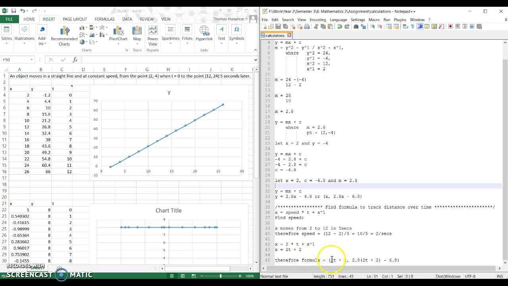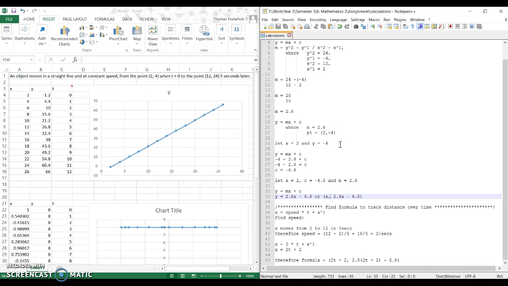So therefore the formula that we can use to find the equation for this line here, if we sub it into this set here, is 2t plus 2 is x, and y is equal to 2.8x minus 6.8, which is 2.8 times (2t plus 2) minus 6.8.